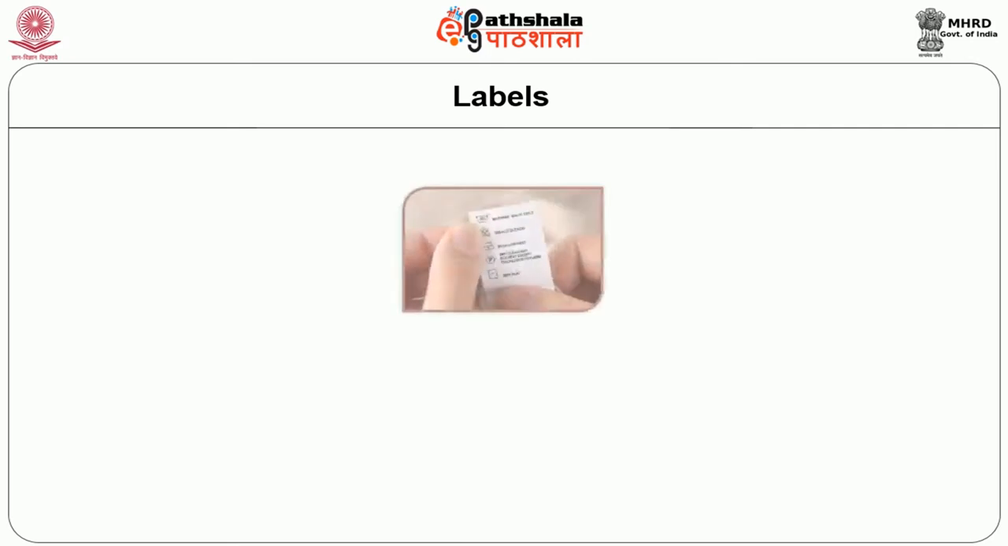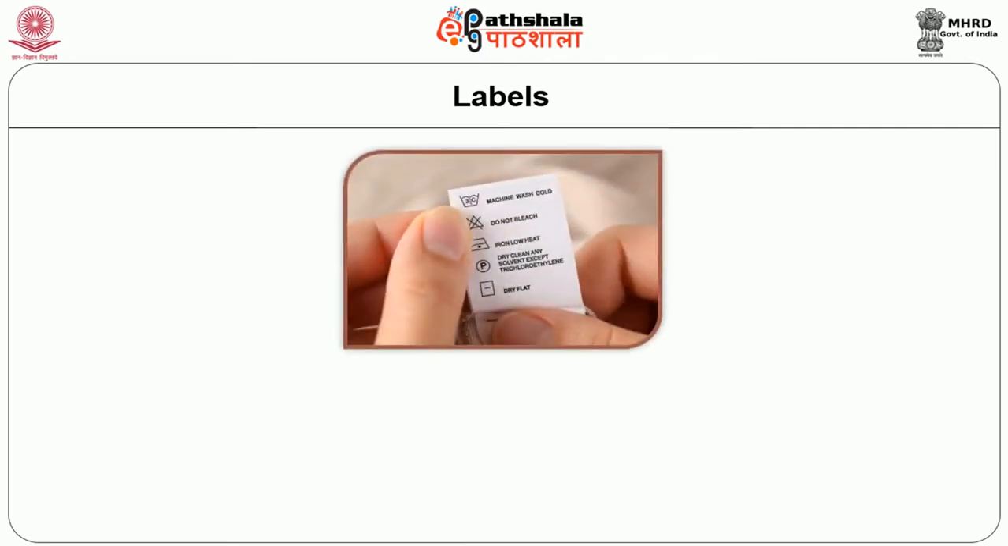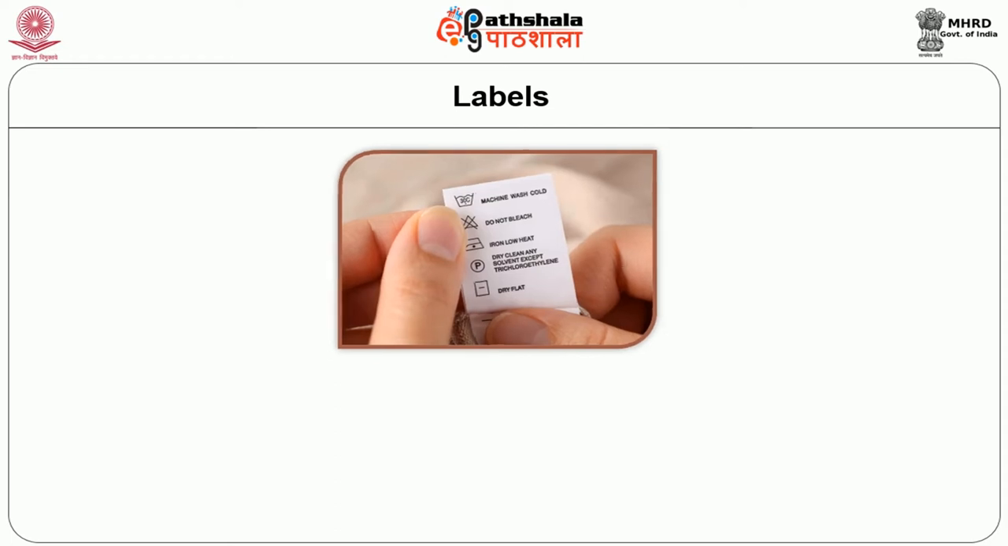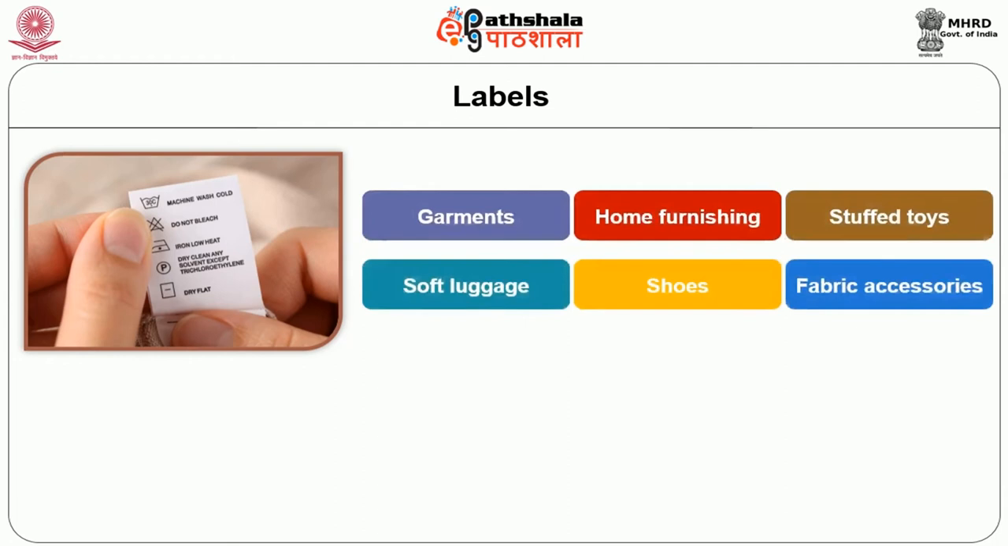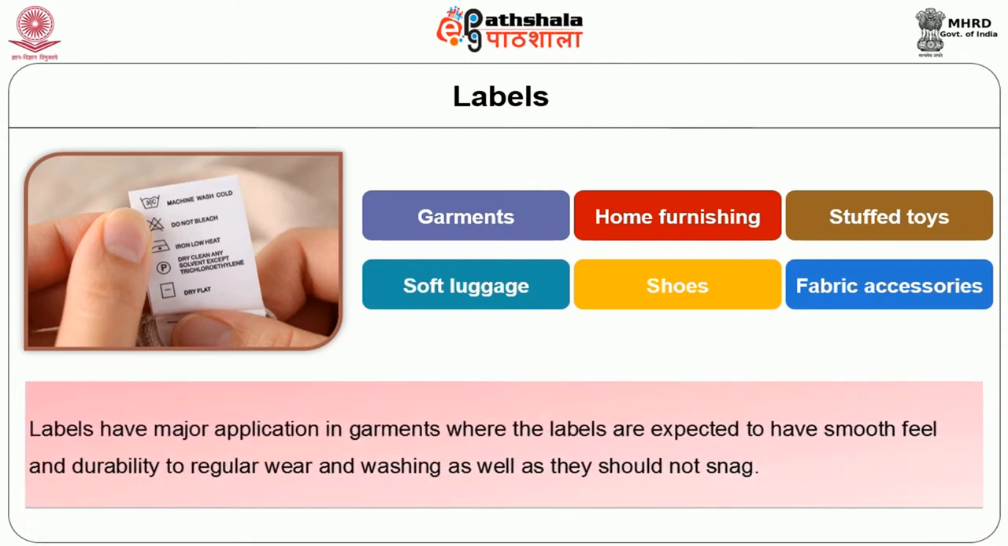The next aspect we will be seeing are labels. Labels are generally the smallest part of cloth textiles, but are considered the most important part. It is a piece of material attached to an object to show its content, origin, use and purpose. Labels are used in garments, home furnishing, stuffed toys, soft luggages, shoes and in fabric accessories. Labels have major application in garments, where they are expected to have a smooth feel and be durable to regular wear and washing, as well as they should not sag.